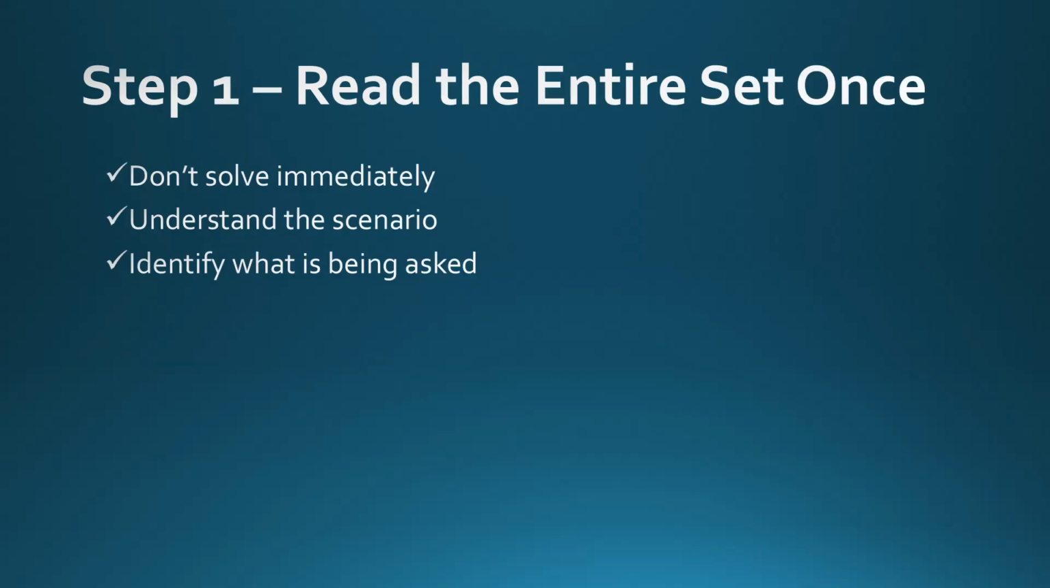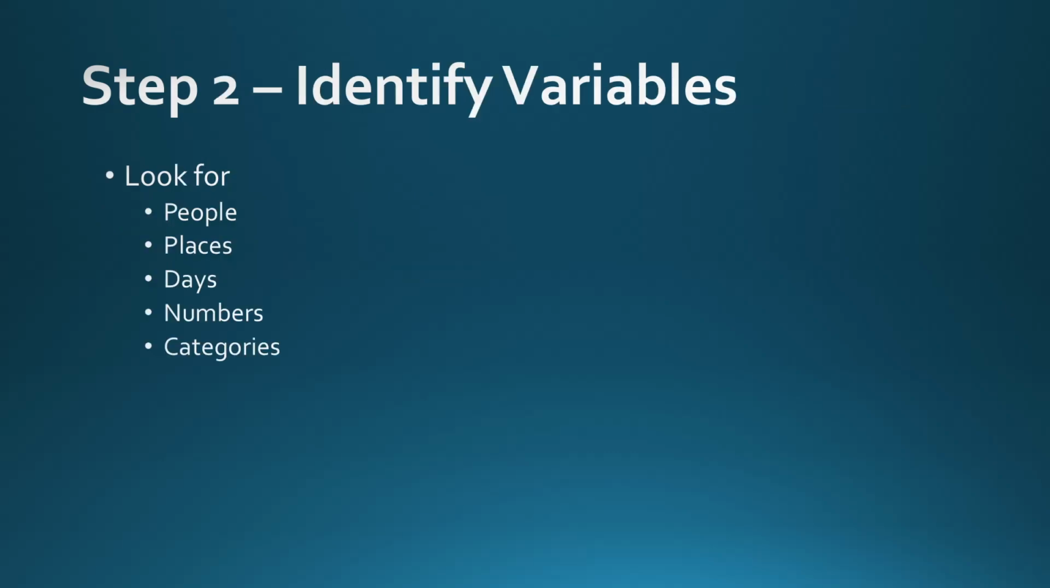Step 1. Read the entire set once. Your first reading is only for understanding the story of the set. Don't solve immediately. Understand the scenario. Identify what is being asked. Step 2. Identify variables. Every LRDI set contains variables. Your first task is identifying them clearly. Look for people, places, days, numbers, categories, etc.